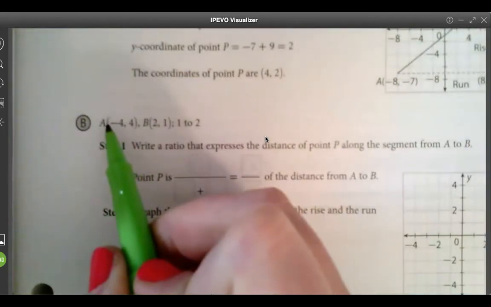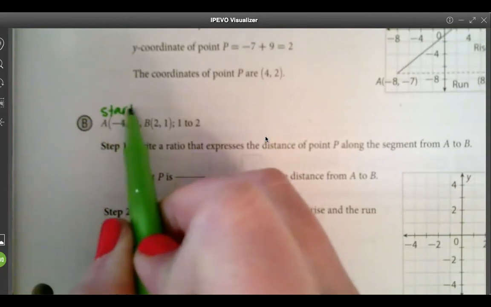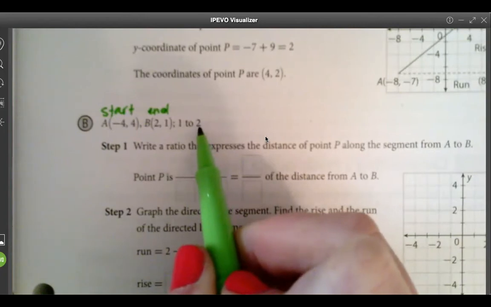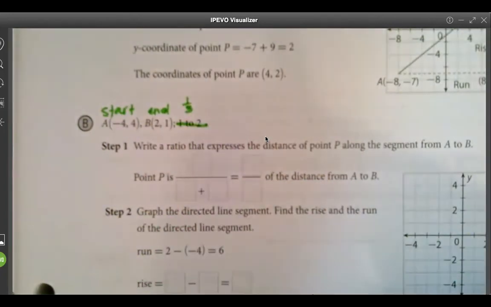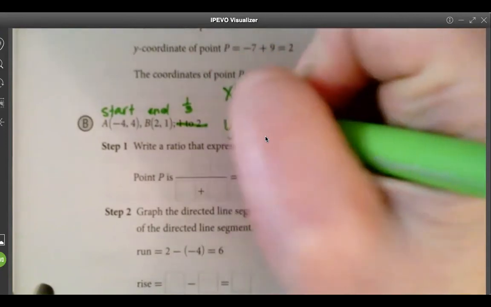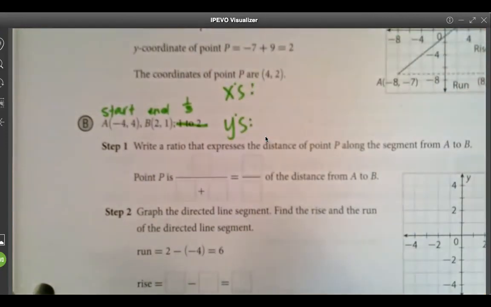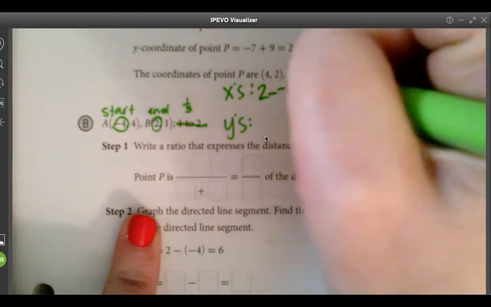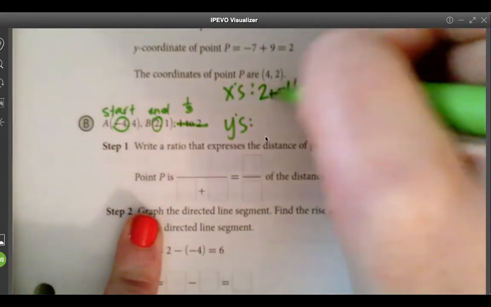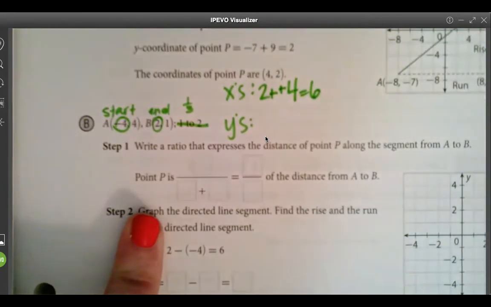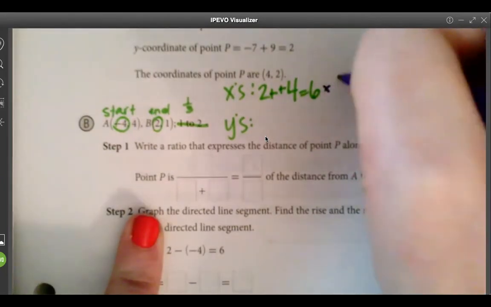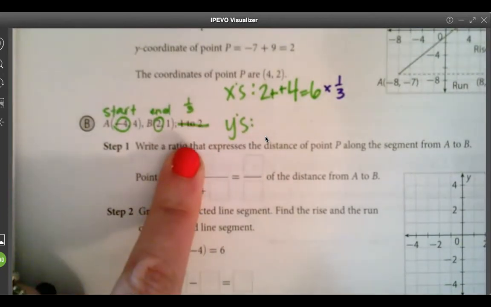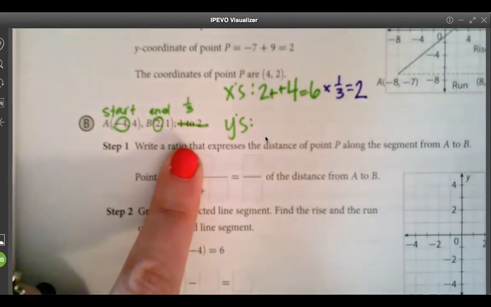So this is the same set of instructions, which said that A was our start and B was our end. And then what's this going to be as a fraction? Good, 1/3. So we're going to do our x's followed by our y's. End minus beginning. So 2, -4. So the x's are 6 units across. I don't need 6. I need 1/3 of that. So times 1/3. 1/3 came from right there. And 1/3 of 6 is, of course, 2.